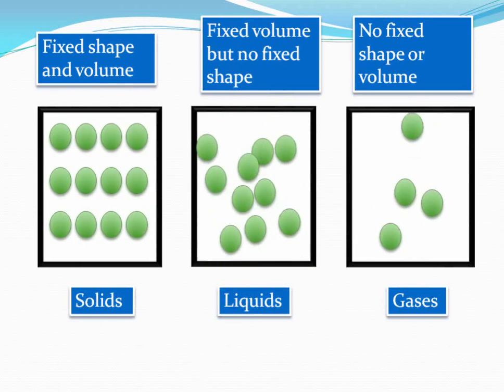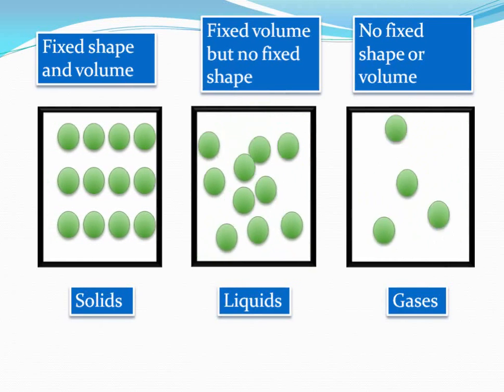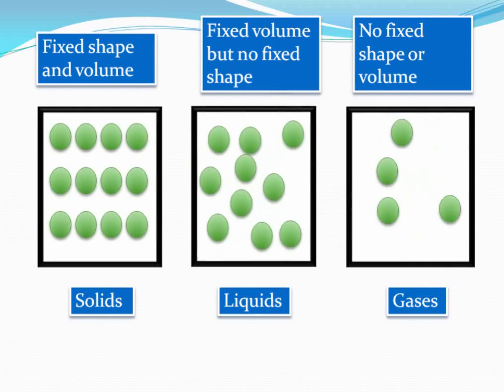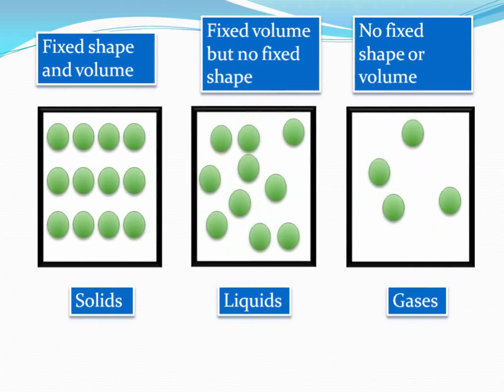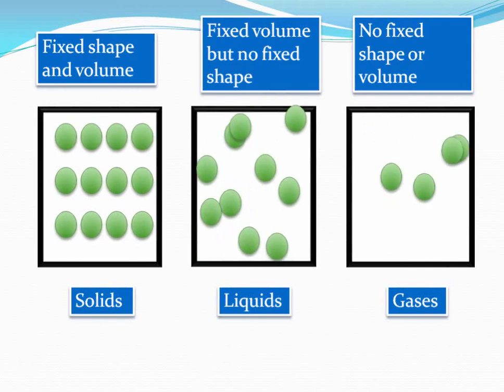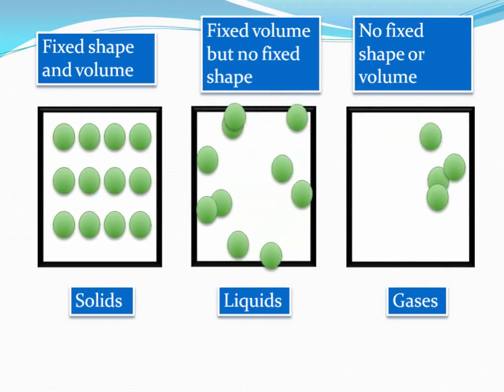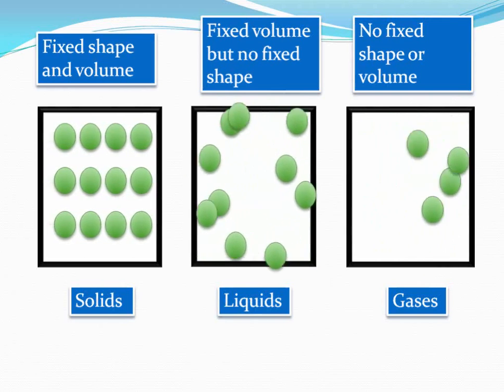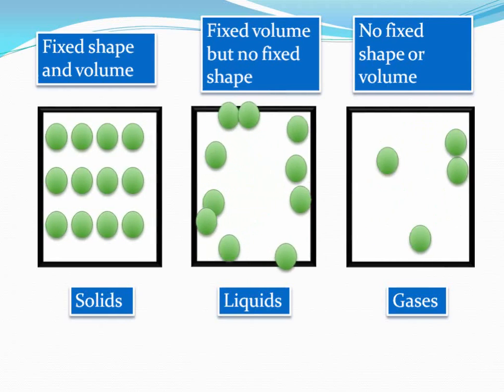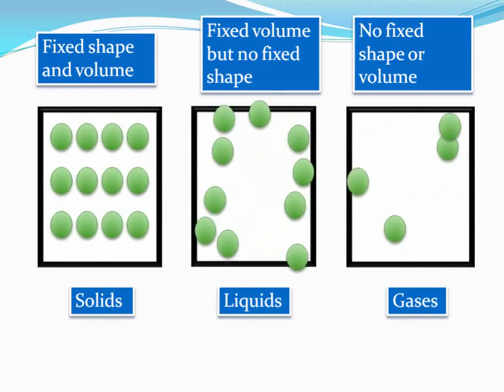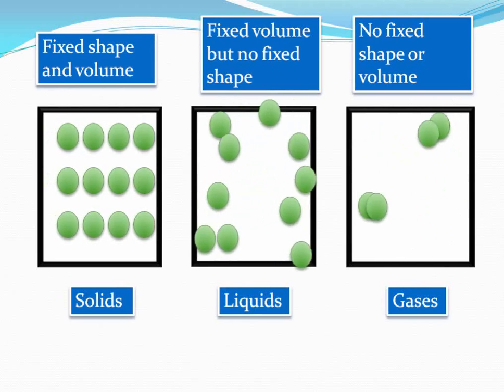Now liquid particles are a bit freer than solid particles, and that is the reason the volume of liquids is fixed but the shape is not fixed, because the particles can move and change the shape of the liquid. Gas particles, of course, are extremely free to move. They can move anywhere they want. No wonder then that gases have no fixed shape and no fixed volume.